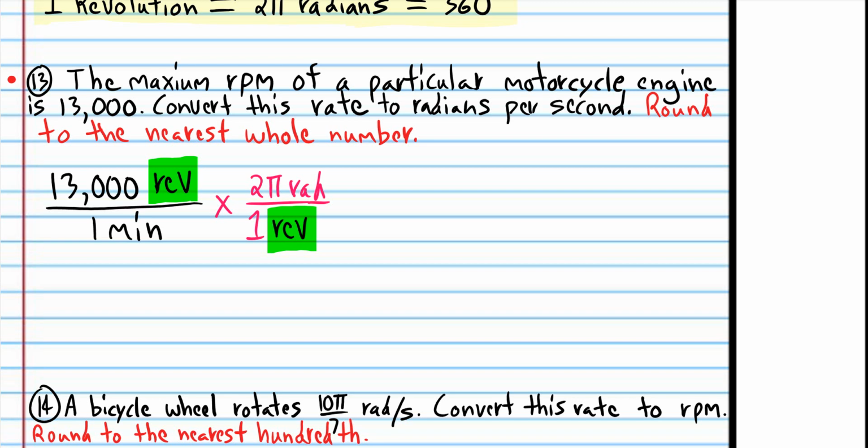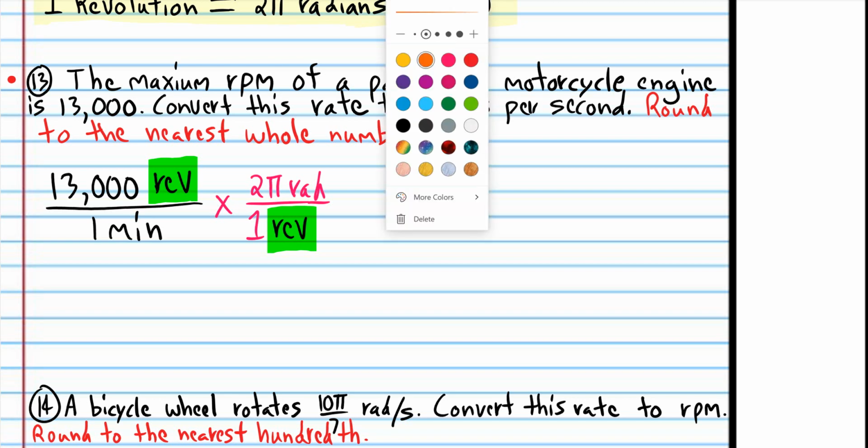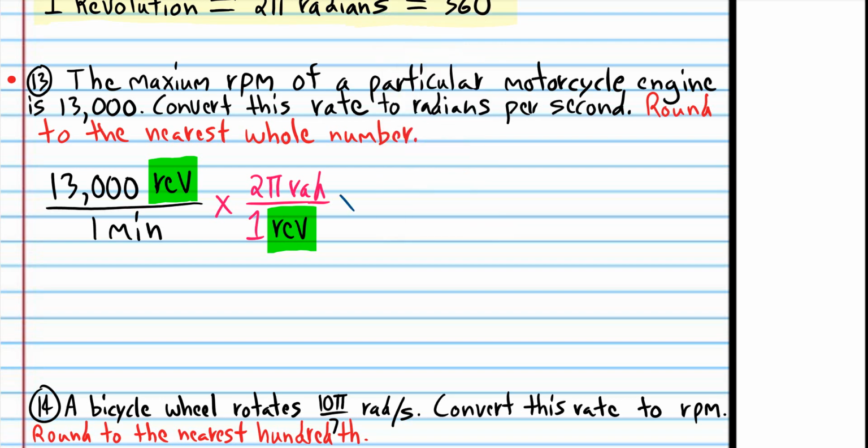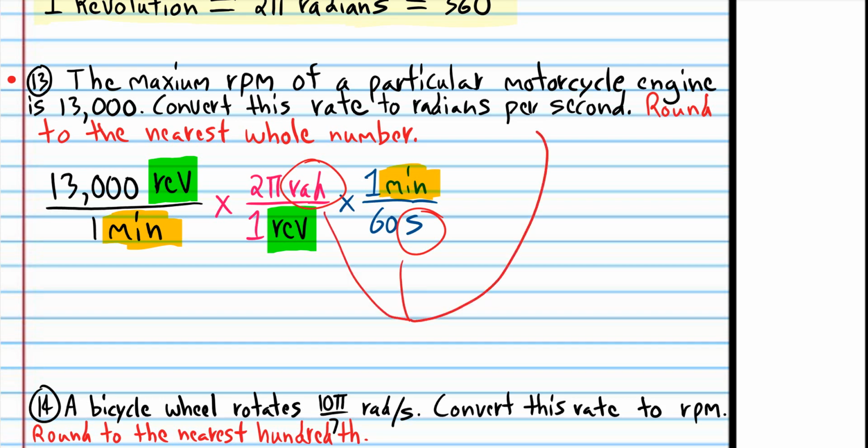So now I'm going to multiply by another conversion factor, and this conversion factor is going to be 1 minute is equivalent to 60 seconds. So now you see that the minutes cancel out because there's a minute unit in the bottom and a minute unit in the top. But seconds and radians do not cancel out, they're left. But that's good because that's what we want. We want radians per second.